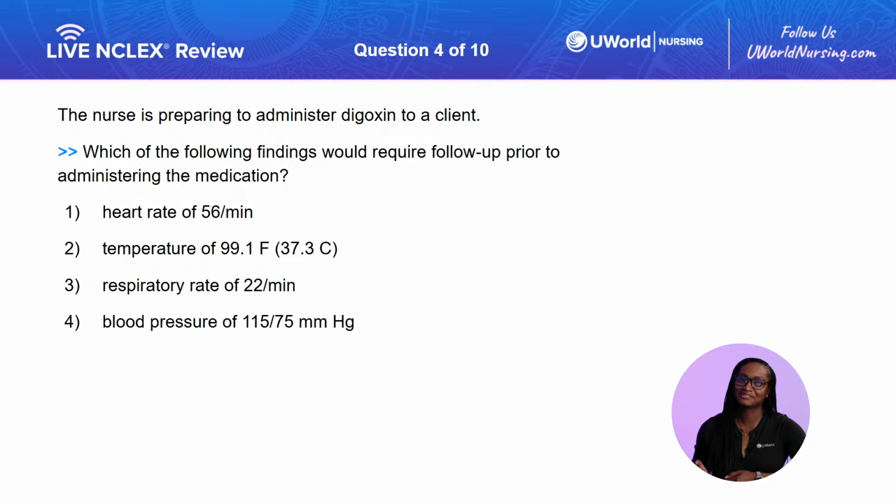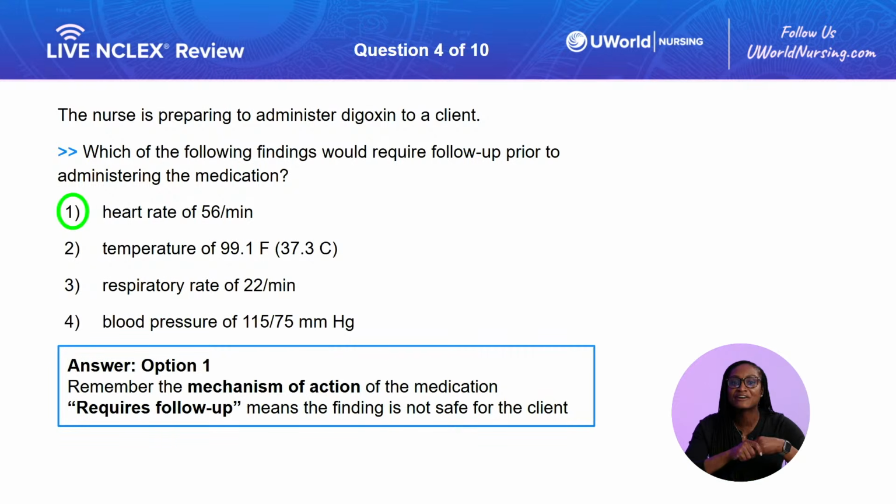Good job, guys, the answer is option 1, that heart rate of 56 beats per minute. This is a big indicator of something that we should not do, mixing digoxin with an already low heart rate. I feel like nowadays they even include it on your electronic medical record as you're administering it. It's like, what is the client's heart rate before you give this medication? Because we want to make sure that there is a safeguard before administering this medication.